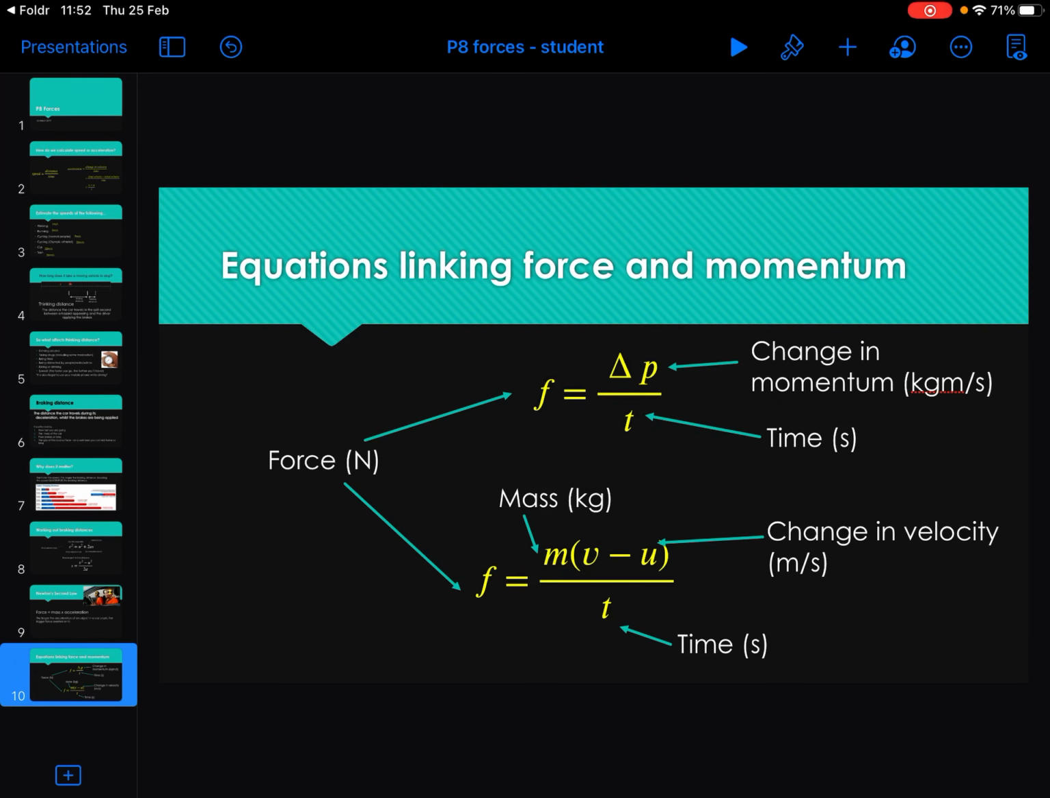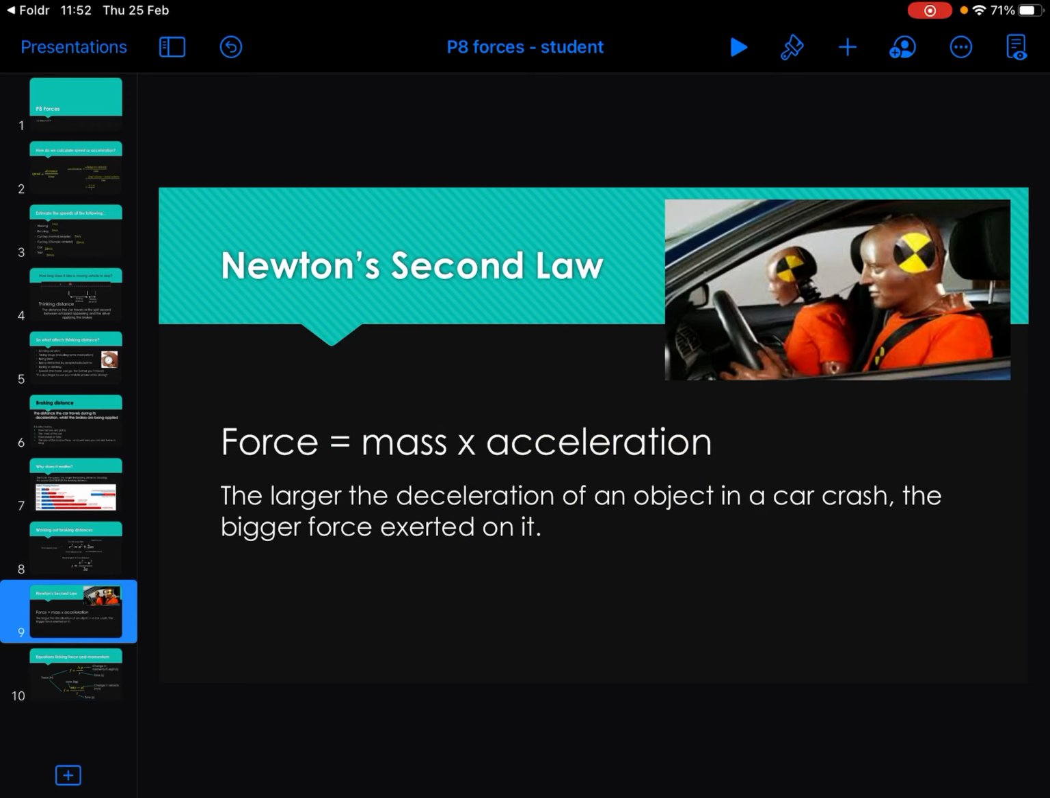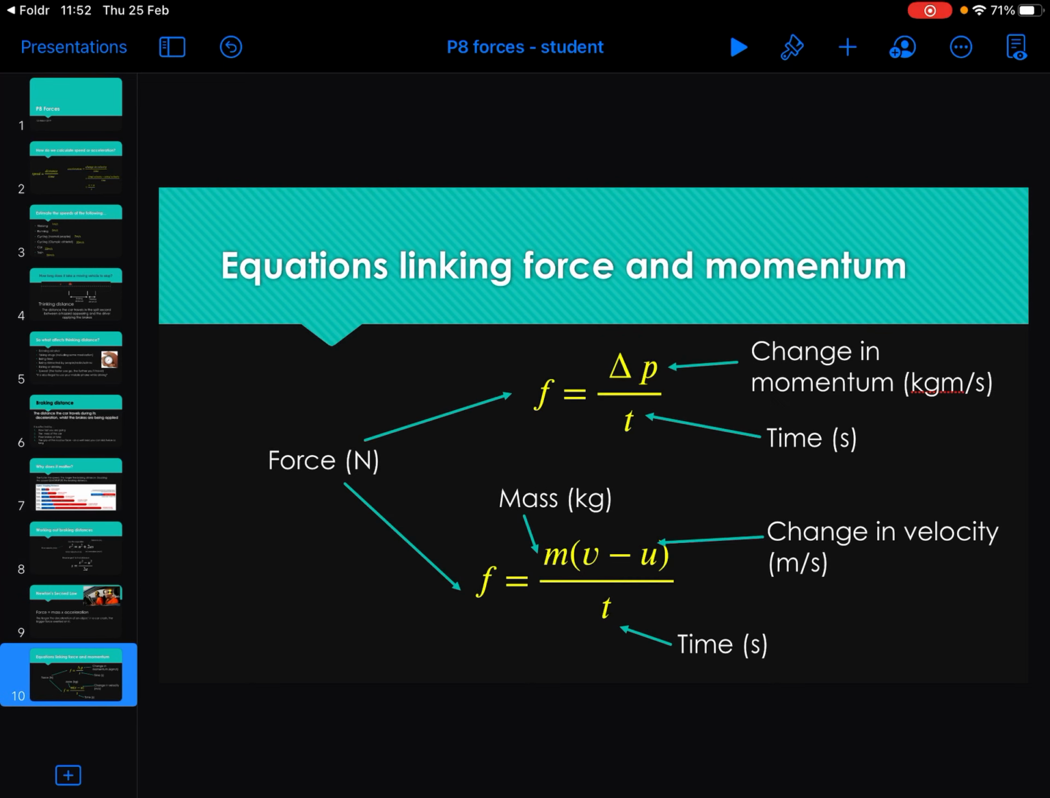So here we go. I have put two equations on here. I've said force is the change in momentum over time, and force is m(v minus u) over t. Now, both of these have come from force equals mass times acceleration. The top one, I really feel like I probably should have swapped them around. Let's look at the bottom one first. The bottom one, I've just removed acceleration and put in the equation for acceleration, v minus u over t. The top one, I've said, okay, well, mv is momentum, and mu would be the initial momentum.